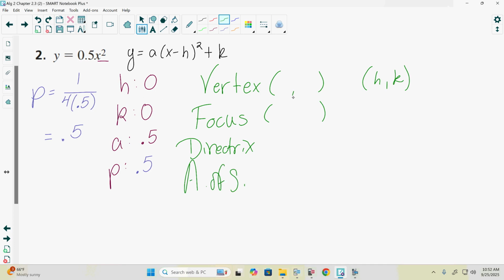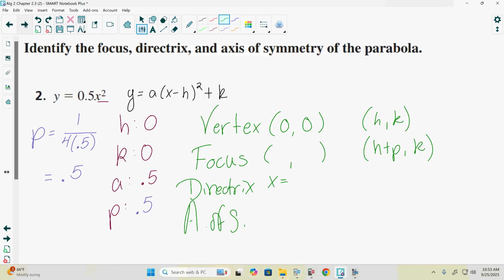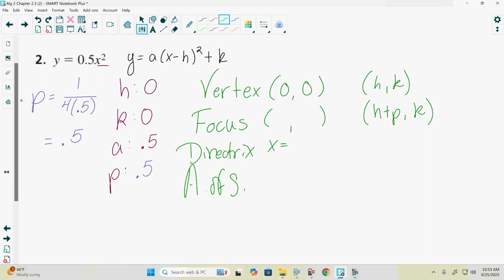So the vertex is the point (h, k). Well, that's just going to be (0, 0). Now for x equals, we have h plus p comma k. Wait a minute, I'm flipping this. That's what I thought, I knew something was off, because that's y, and this should be what? It's not h plus p. It is h comma k plus p.